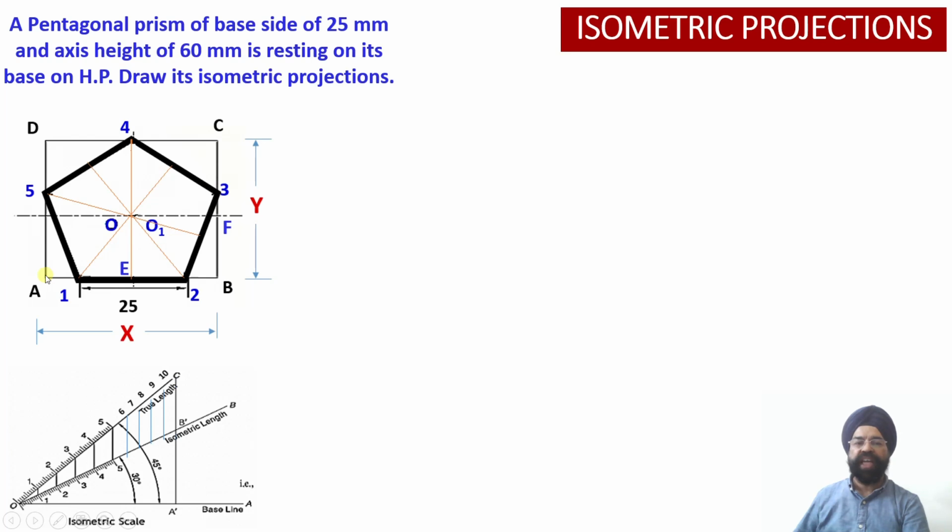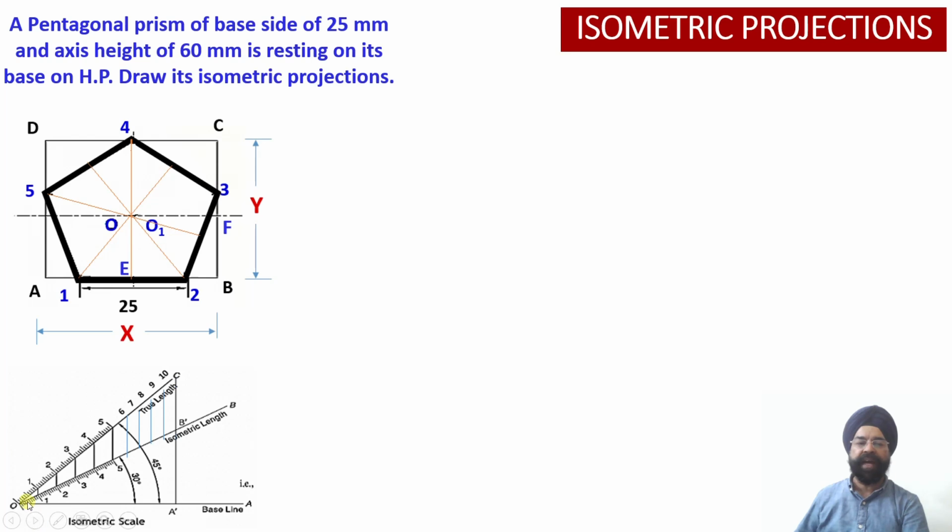So we are going to transfer all these points using the rectilinear distances. AB is the longer edge of the rectangle which is going to cover this pentagon, and BC is the shorter edge which we have called Y. So we have two dimensions, X and Y, corresponding to this pentagonal shape of the base, and the axis height will be 60 millimeter. So please check what we are going to do.